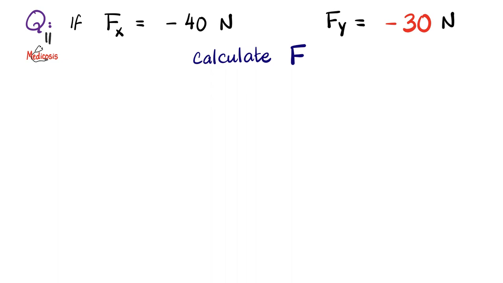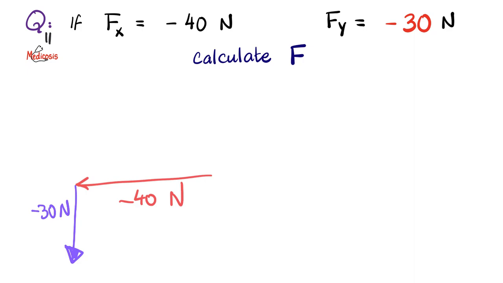Question 11. If fx equals -40, fy is -30, calculate f. Please pause and try to answer this yourself. How can I do it? Well, first you draw the x component. It is negative, so it's going this way, and this is -40 N. Then y in the y-axis, or the vertical direction, it's -30. So it is decreasing, going down, going south, -30 newtons, like this. What do they want? They want f. They want this doofus right here. Okay, how do I find this?